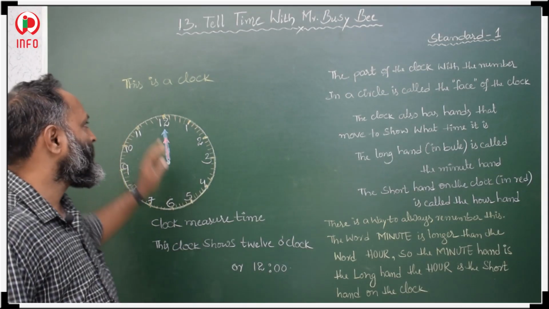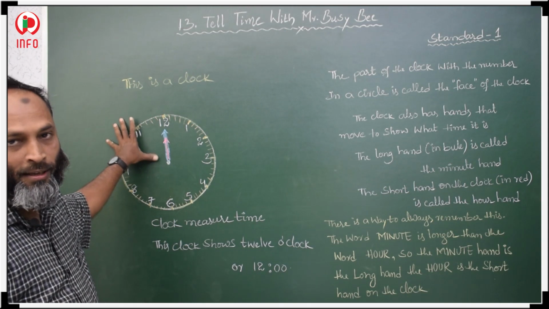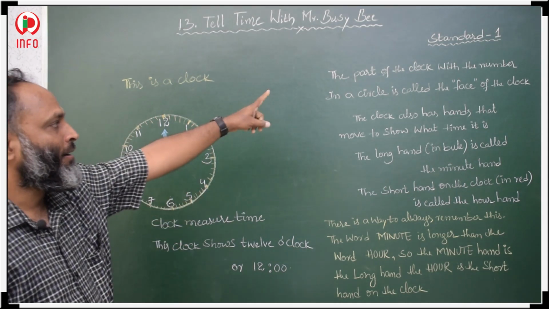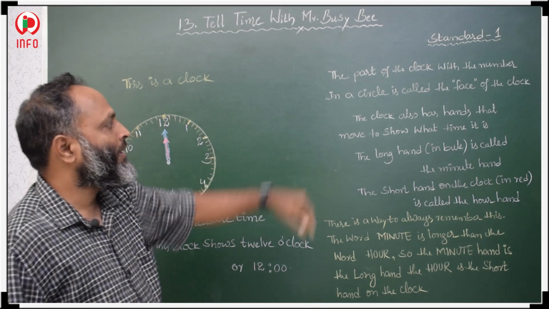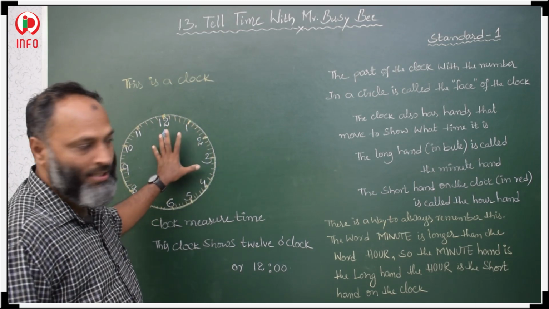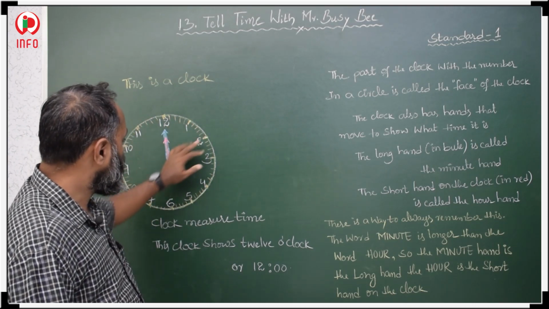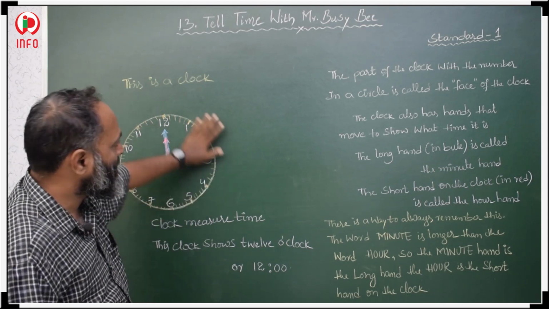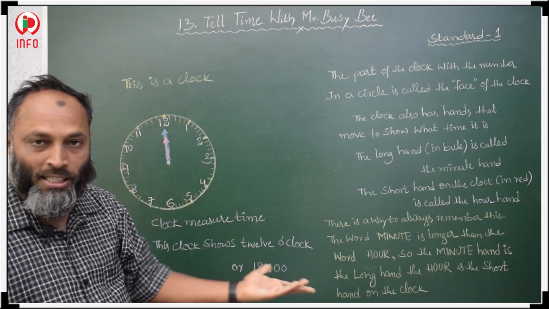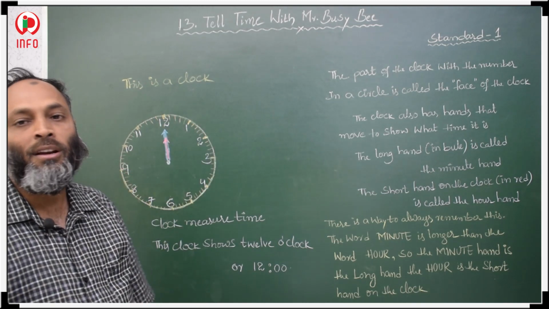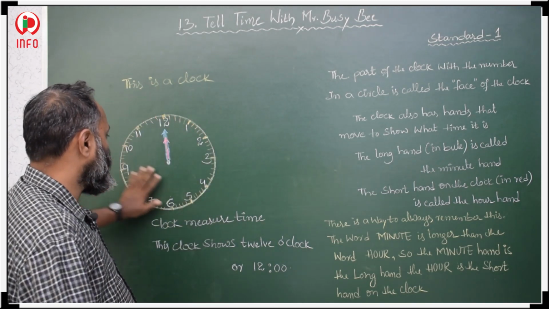Friends, see here, next concept. This is a clock. This complete thing is a clock. So here are the parts of the clock with the numbers. See these numbers in this clock. The circle, whatever this circular portion or square shape, that is the face. That is called the face of the clock.